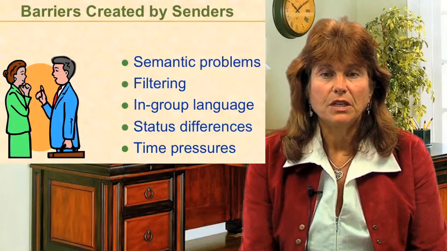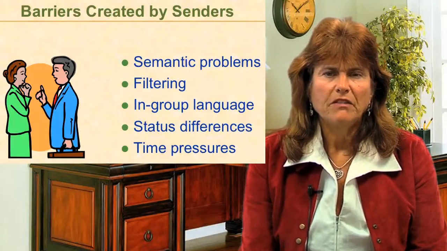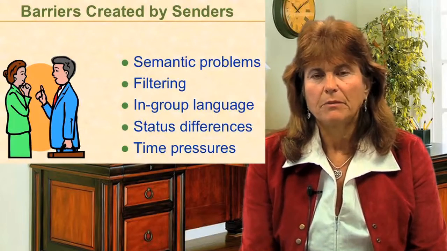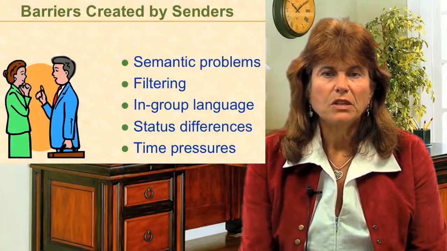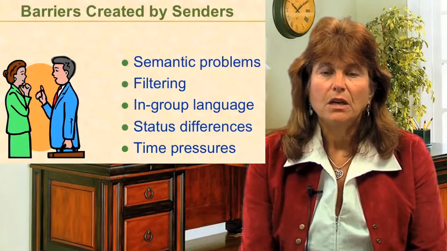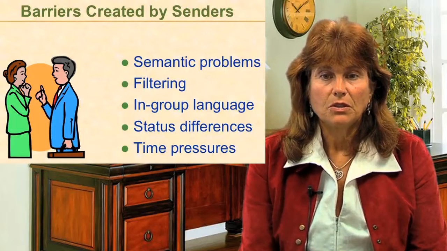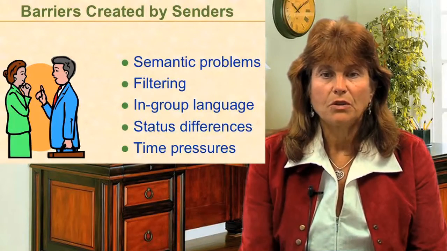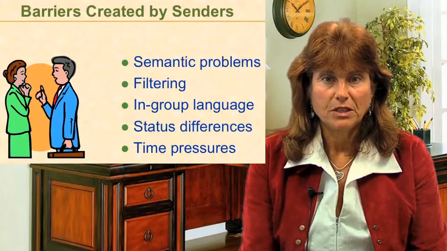Some of the barriers that are created by senders is they might use language that's not understandable by other people. They might filter it by saying, oh, these people don't have the education or training, or they might think about age and gender. They might use language that is unfamiliar to the receiver. They might have status differences, either lower status or upper status, and they might be so pressured about time that they weren't careful about how they framed the message.